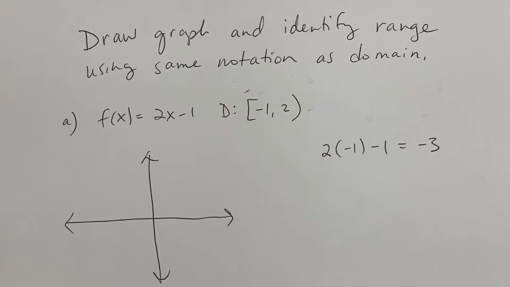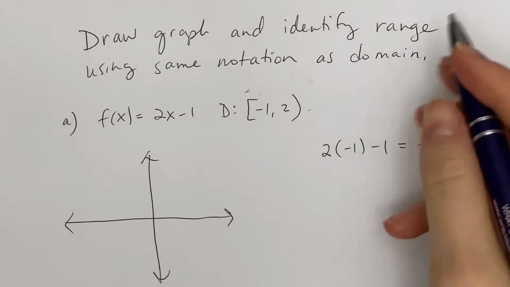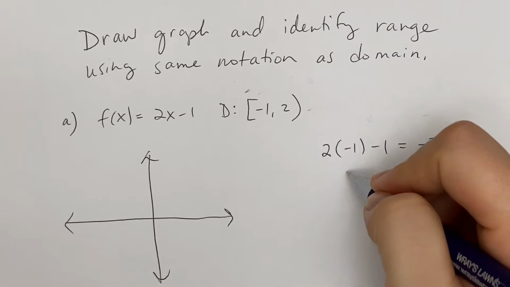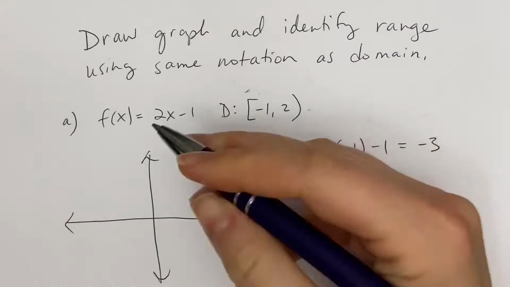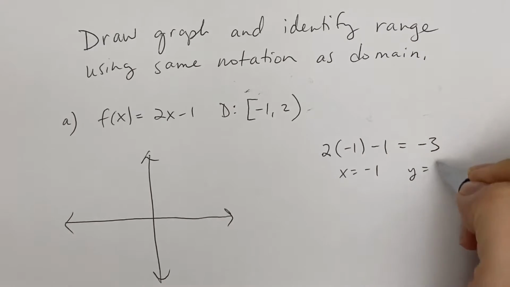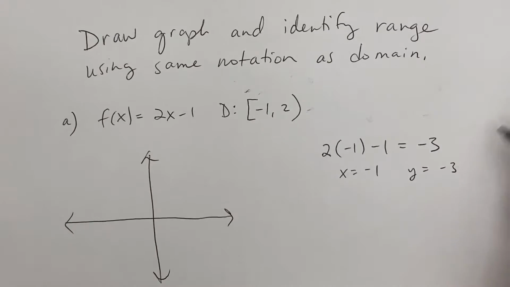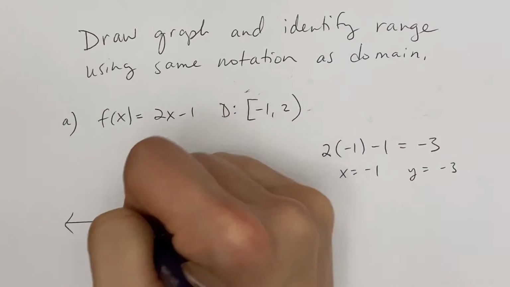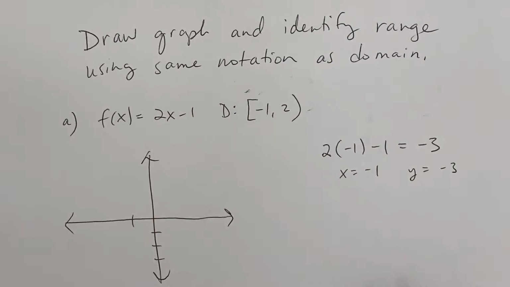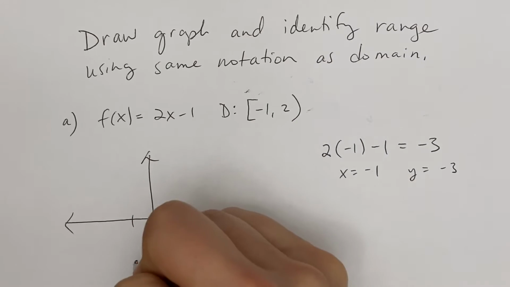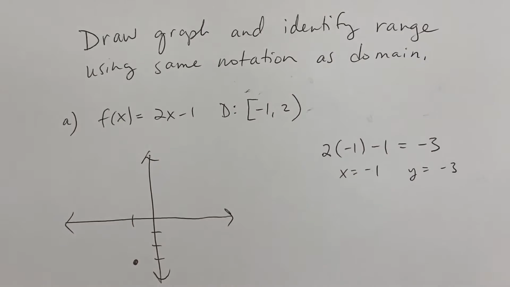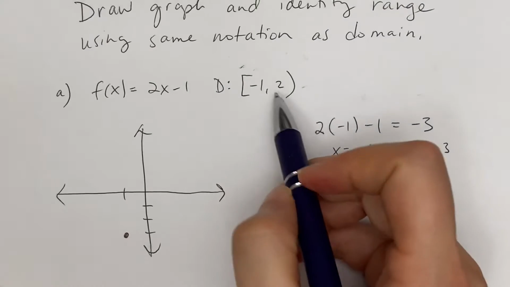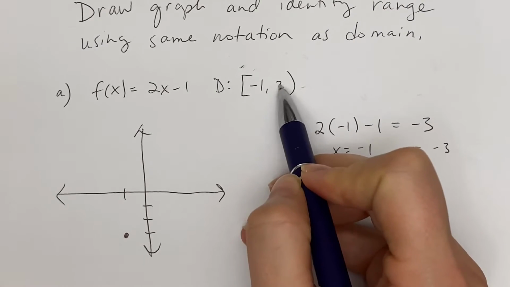So the coordinate that I'm going to plot here, so the x value that I used, my x value was -1, that's what I substituted in. The y value that I got was the -3 here. So -1, -3 needs to be plotted on this graph. So -1, -3 is going to be there. Then I'll also plot the 2.